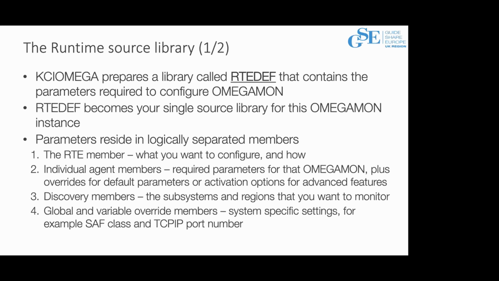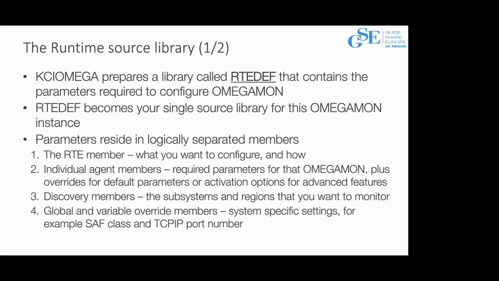So when you run the generate job, it pulls in all of these members from this RTE source library and builds the OMEGAMON environment for you. In the past, you would have had multiple members that you had to validate, or at least the parameters, as I mentioned before. You don't need to do that. You just create the runtime member and edit the agent members.